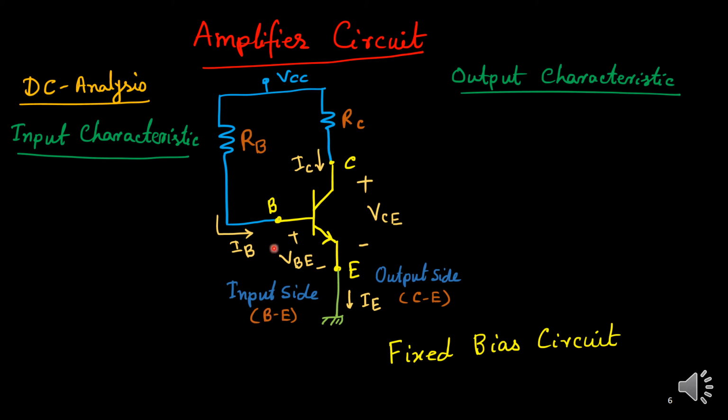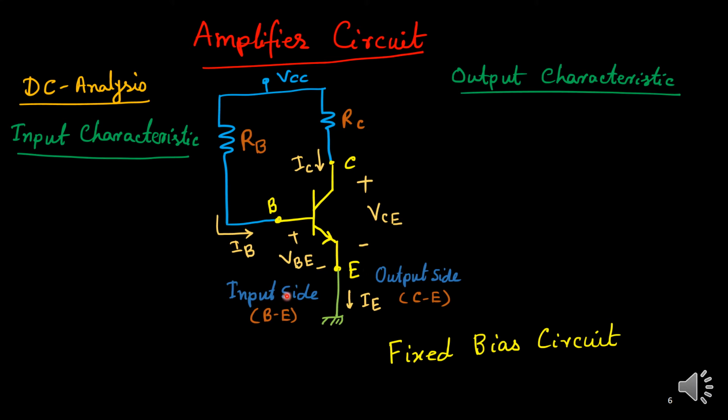So input side is base emitter is considered as input side and collector emitter is considered as output side. Okay, now based on this thing we can have different kind of amplifications. Okay, different kind of mode, common emitter, common collector, common base, that will be considered later.